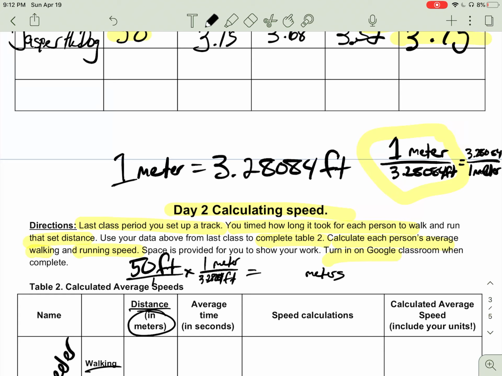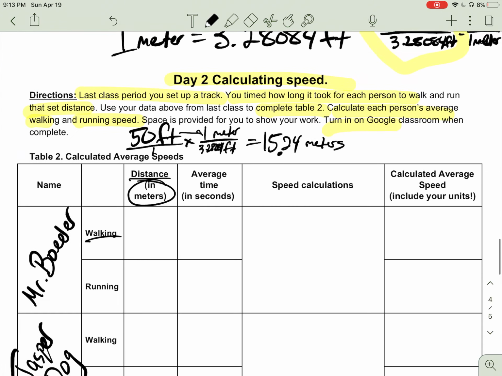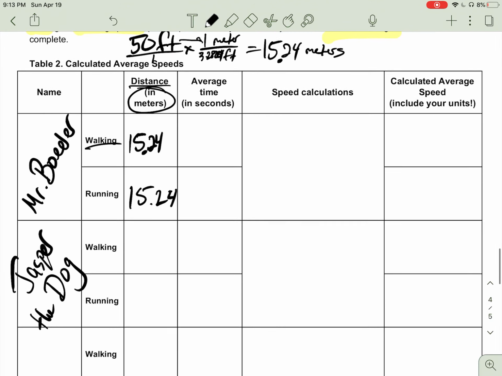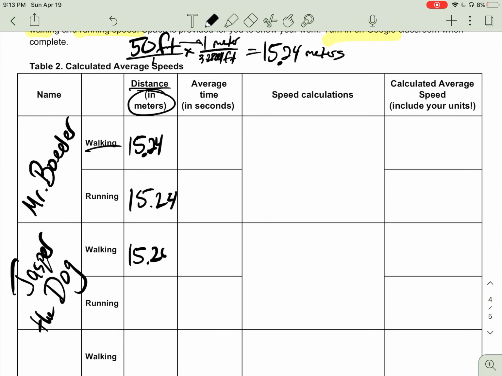So using my calculator, I just multiply across now. 50 times 1 divided by 3.28084 equals, and that 50 feet was equal to 15.24 meters. So we'll end up with 15.24 as the distance, and we did all the same track, both myself and Jasper the dog.